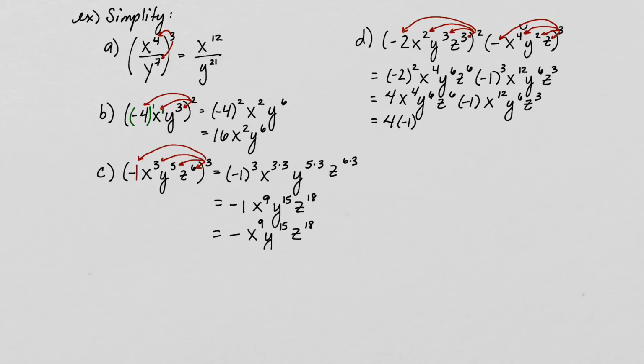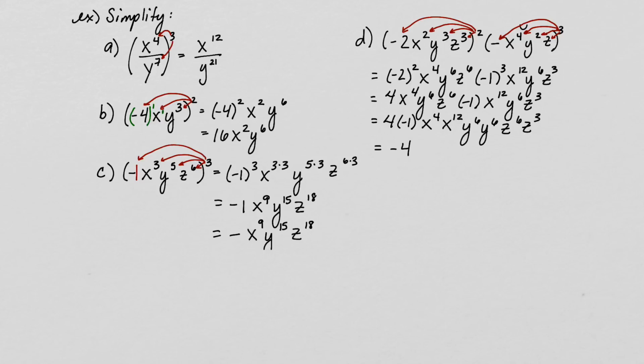And then we'll put the x pieces next to each other, so x to the 4th, x to the 12th. Put the y pieces next to each other, y to the 6th, y to the 6th. And I'll put the z pieces together, so z to the 6th, z cubed. And if I do that, I end up with negative 4.